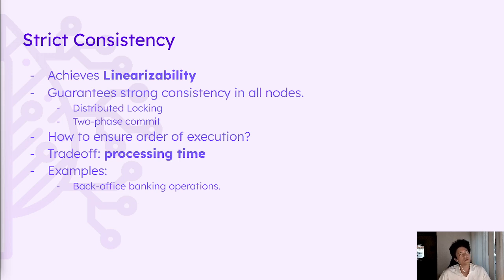So one way to guarantee the order of execution is to have a unique timestamp for every transaction, or for every action, read or write action. And as you can imagine, the more we are trying to achieve this consistency, the trade-off would be processing time and availability.